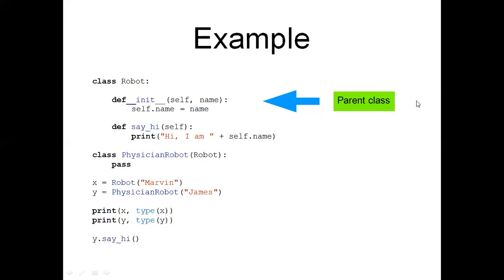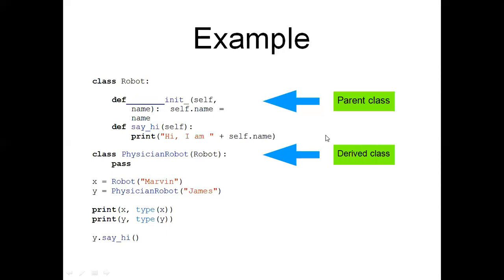The parent class in the green box here represents the base class. After the base class, we define the derived class. The derived class is PhysicianRobot, which inherits the properties of Robot, which has the attribute name and a method. Now, let's see how the inherited method is invoked here. The inherited method is invoked by the y object, which calls the method say hi from its base class. So my answer will be, hi, I am James, instead of Marvin.